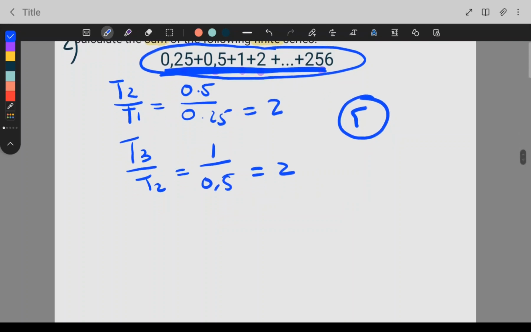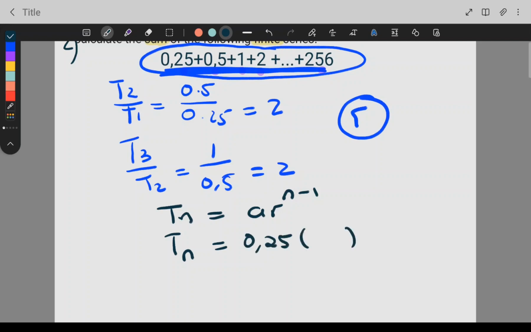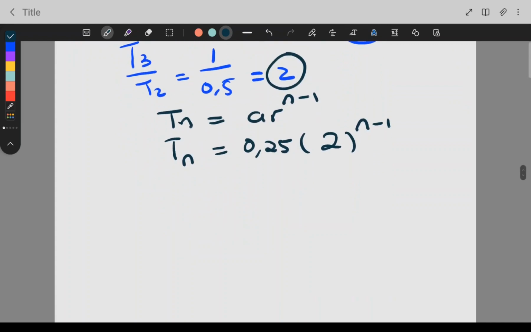Okay, how many terms are there? So how do you find out how many terms there are? You find the general term and make it equal to the last term. So you find the general term, geometric. So this is how you find the general term. A is the first term, R is the constant ratio. So A is the first term, 0,25, in brackets, R we worked out, it's this 2, to the n minus 1. Then we take that general term and we make it equal to the last term. And the last term was equal to 256.